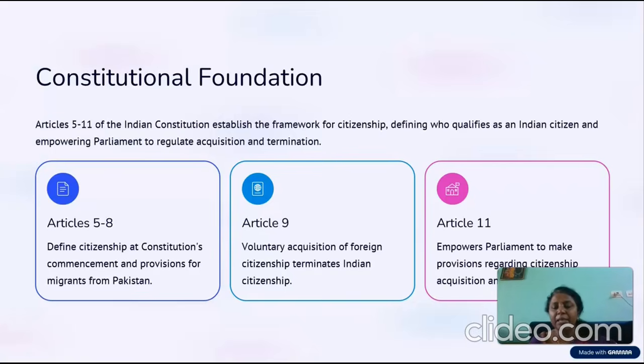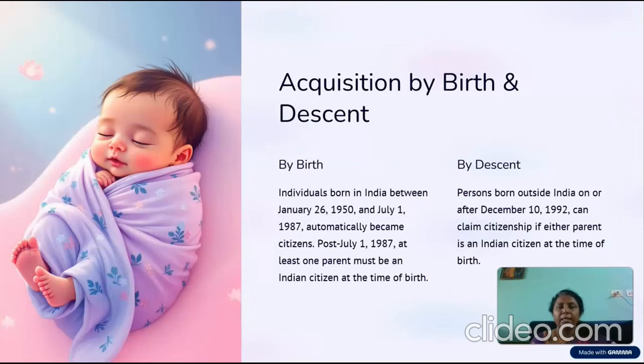Then Article 11 empowers Parliament to make provisions regarding citizenship acquisition and termination also. Then there are different types of acquiring citizenship. First is by birth. If you are an individual born between January 26, 1950 and July 1987, automatically you become a citizen of India. Post July 1987, at least one parent must be an Indian citizen at the time of birth. Then you become an Indian citizen.